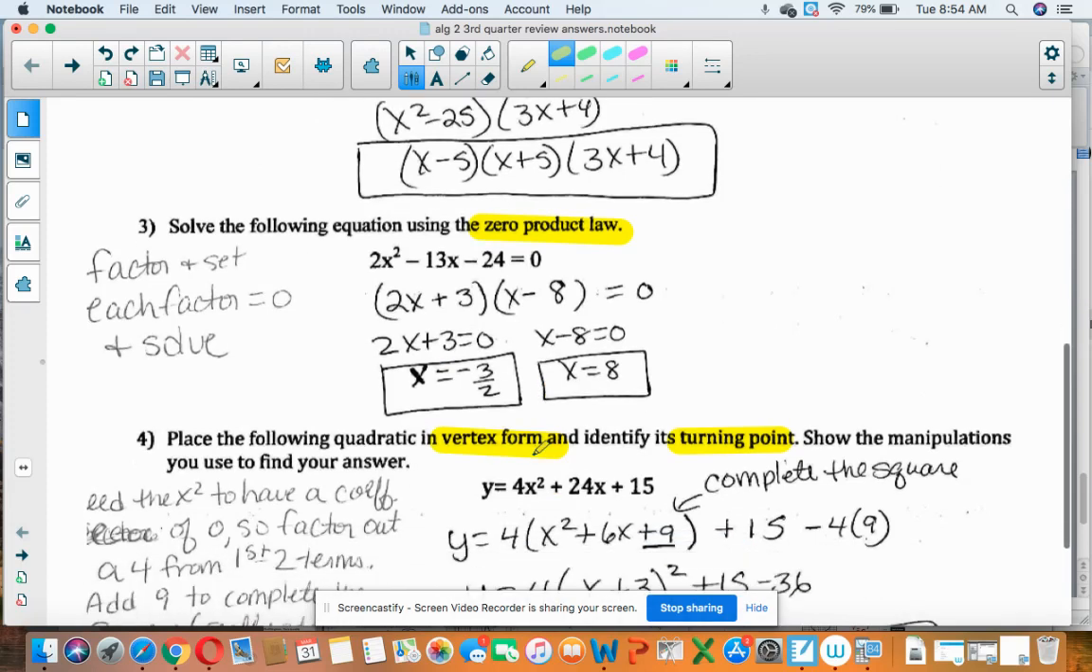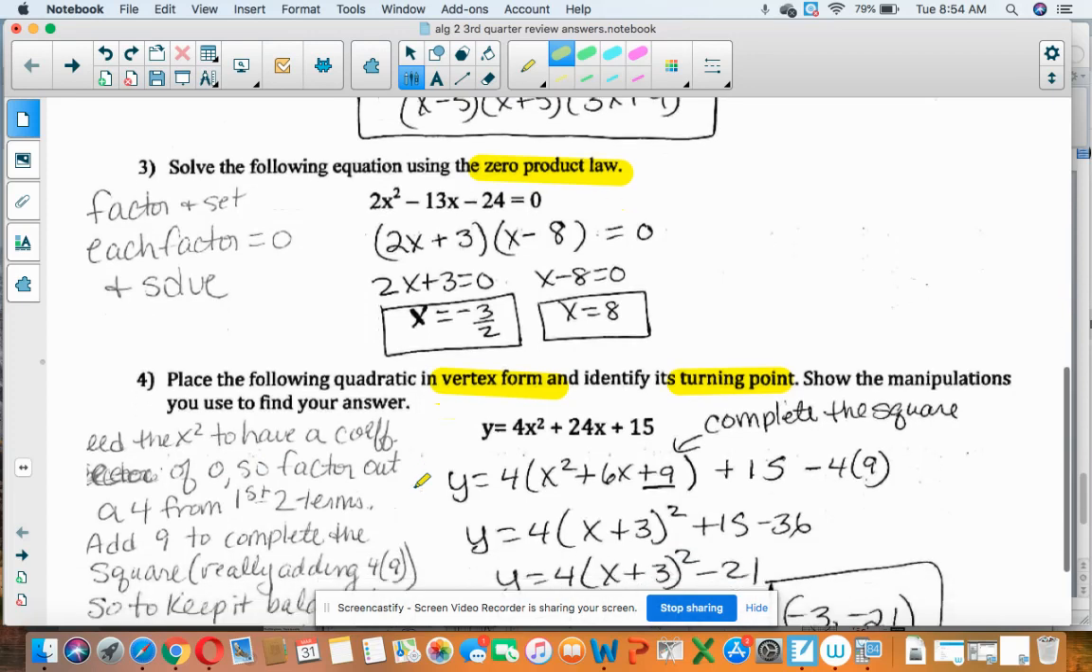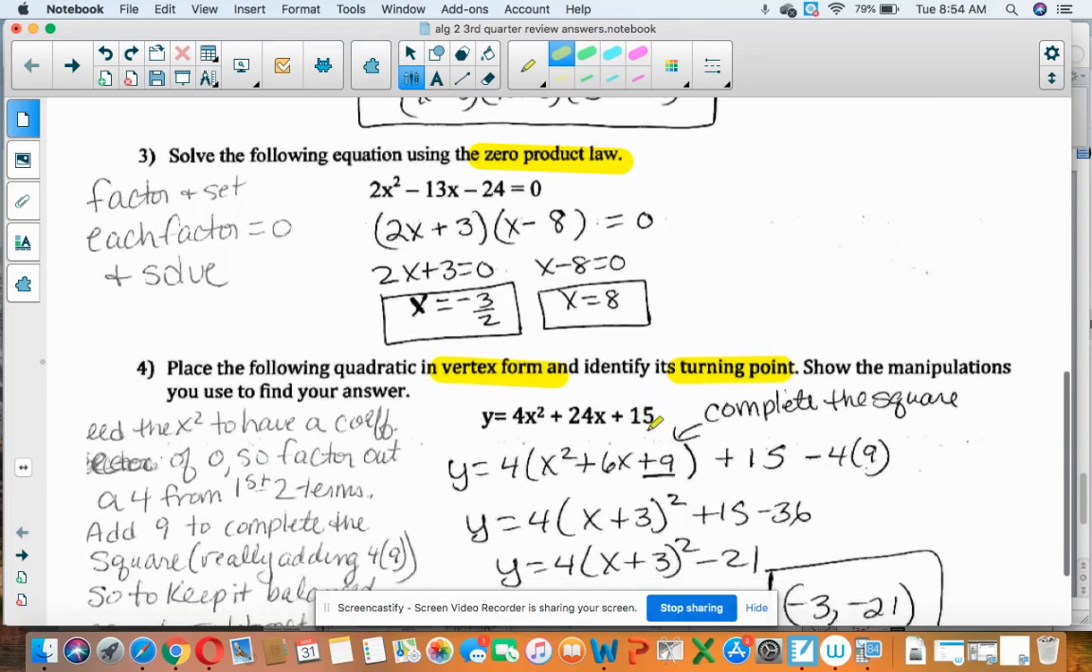Here's a quadratic that I want to put in vertex form so I can identify its turning point. Basically, I need to have this x squared with a coefficient of 1. So I factor out the 4, but just from the first two terms, because this 15 is not divisible by 4. So I sort of shove this 15 to the side a little bit.